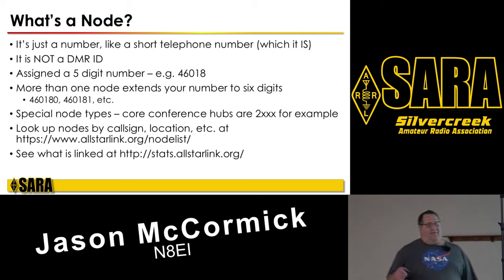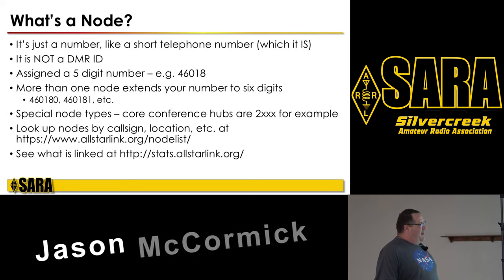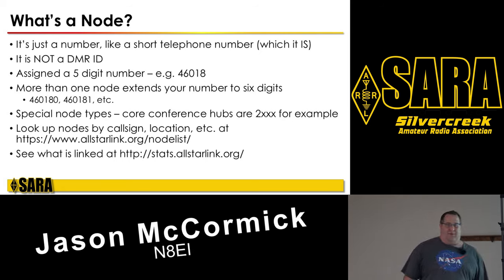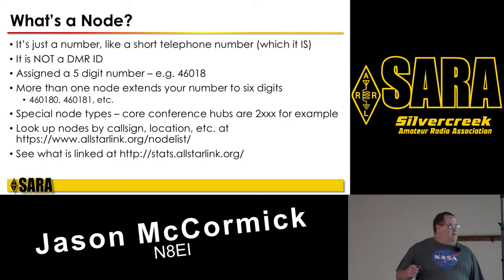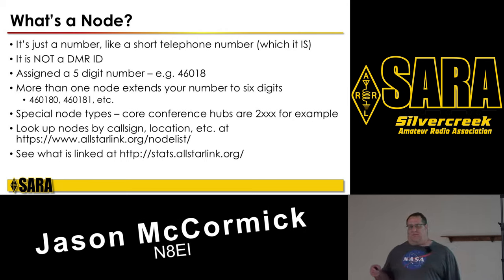So when you encounter a 5 or 6-digit node number, it just means that whoever has the node has more than one node versus just one single node. There are special node types. There are core conferencing hubs that have a 4-digit number that starts with 2. If you see one that's listed as a 1-something, nodes between 1000 and 1999 are considered private nodes.